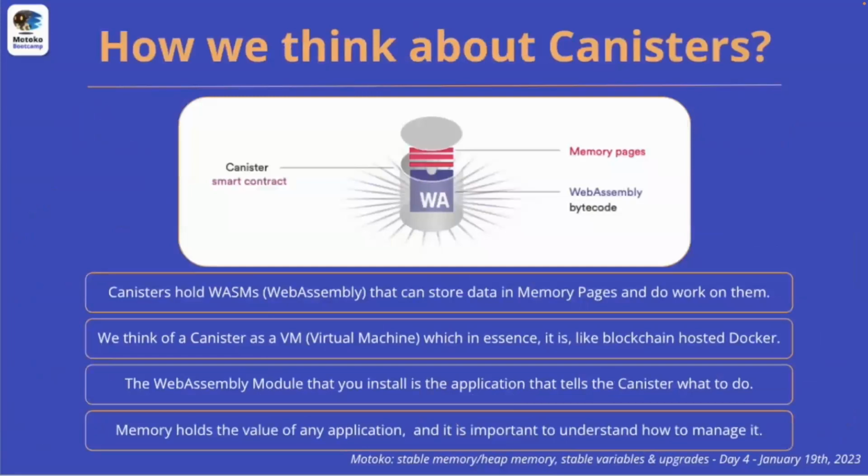Next, we should talk about canisters. Canisters are, in essence, where your software or your program runs. And this slide has a couple different references to things like a virtual machine or blockchain hosted Docker. These are just ideas that might help you understand what a canister represents. But a canister runs a WASM, which is WebAssembly code that has been compiled in such a way that you can then inject it into this virtual machine called a canister.